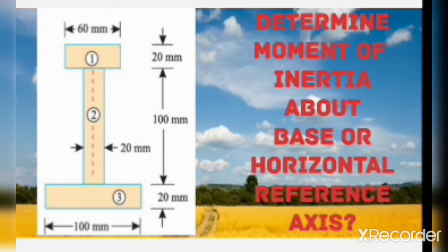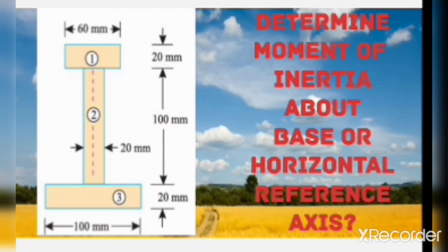Let us look at the picture. In the picture, an I section is given. The top rectangle is denoted by 1, the middle rectangle is denoted by 2, and the bottom rectangle is denoted by 3. Rectangles 1 and 3 are called the top and bottom flanges, and the second rectangle is called the web.